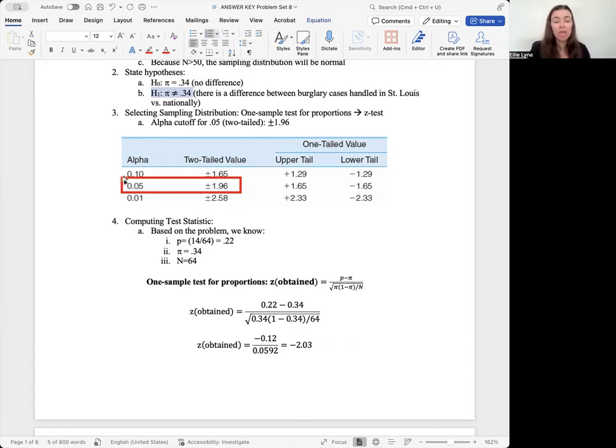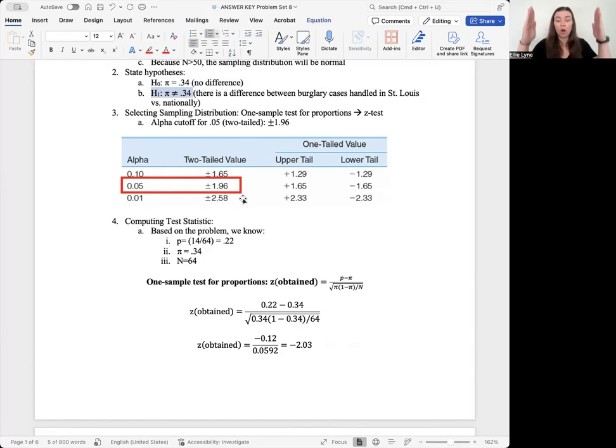So again, alpha level of 0.05 plus or minus 1.96, again, accounting for both ends of the tail there. And so those are going to serve as our critical value cutoff point. So that's what we are testing against.